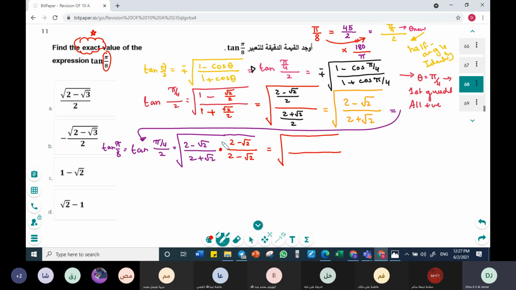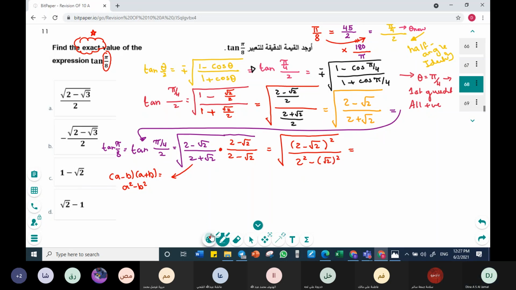So here I'm having a repeated expression. So I can put it as one expression all squared. Here I'm having the expression of a minus b and a plus b, if you remember. So it is the difference between two squares. So I can square the first minus square the second.